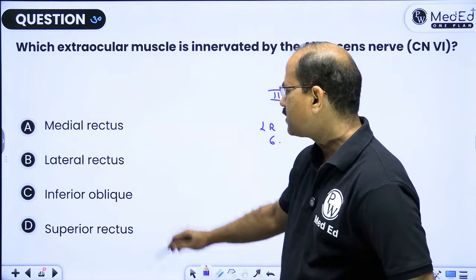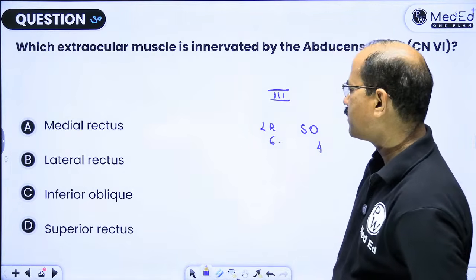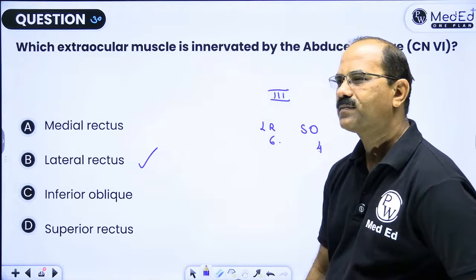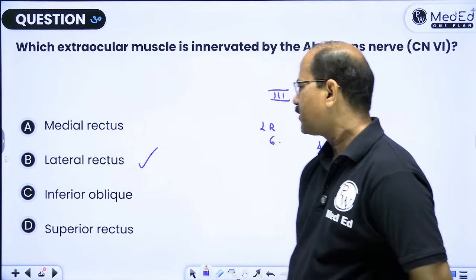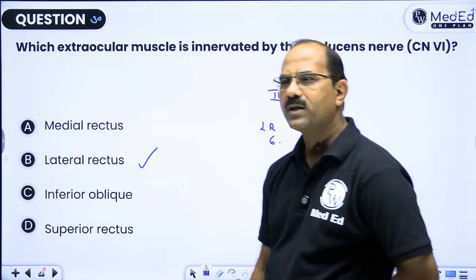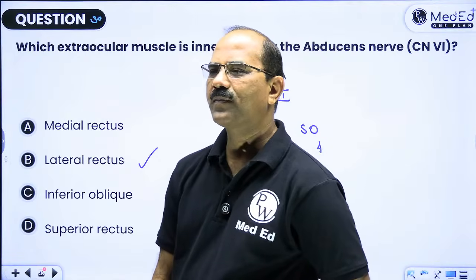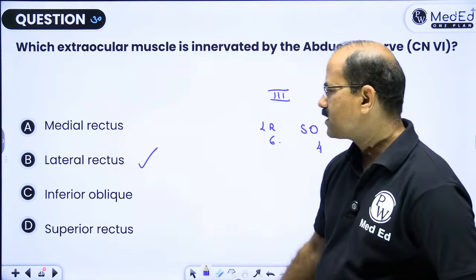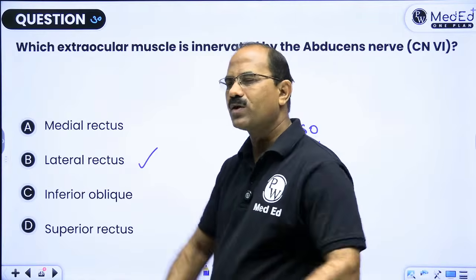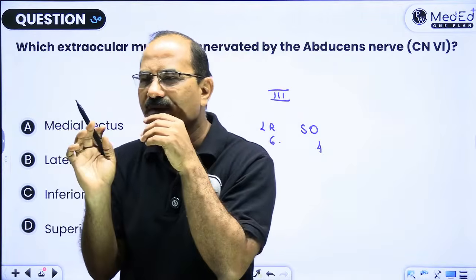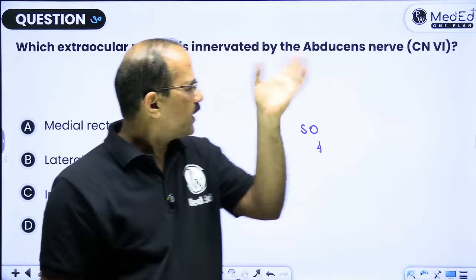So lateral rectus, which is abducens nerve. Abducens nerve would be lateral rectus. Lateral rectus is supplied by sixth nerve and superior oblique is supplied by fourth nerve. ठीक है? So lateral rectus is supplied by sixth nerve, superior oblique is supplied by fourth nerve. Rest all the muscles are supplied by third nerve. Third nerve. ठीक है? What else is the third nerve supply?